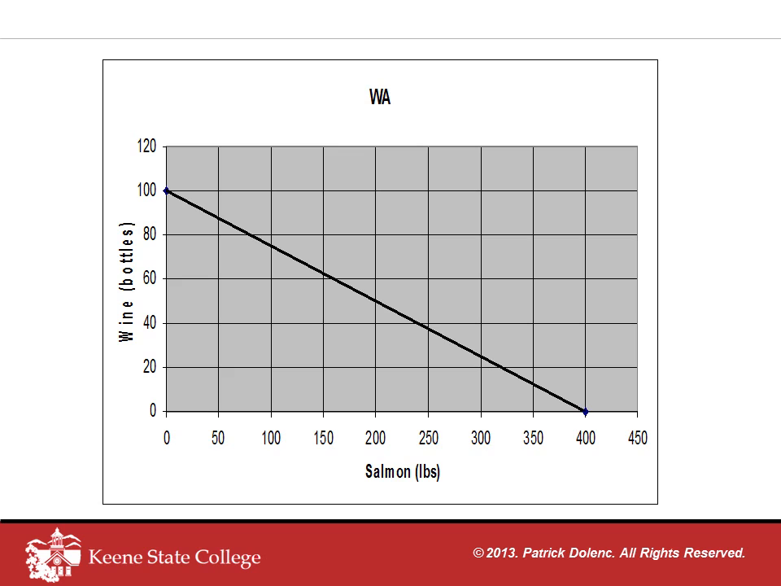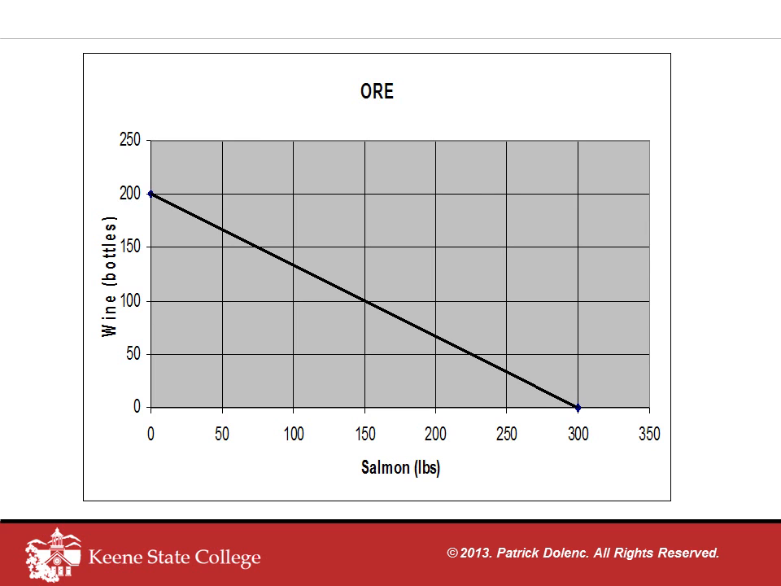In a similar fashion, we can construct the graph for Oregon. 200 bottles of wine would be one intercept on the vertical axis, corresponding to no salmon whatsoever, and 300 pounds of fish would be the intercept on the horizontal axis, which corresponds to 0 bottles of wine.